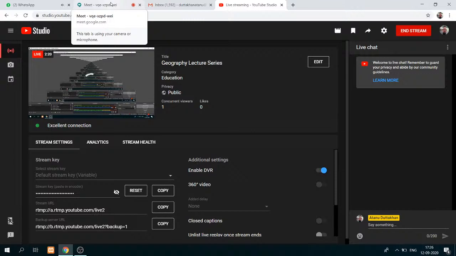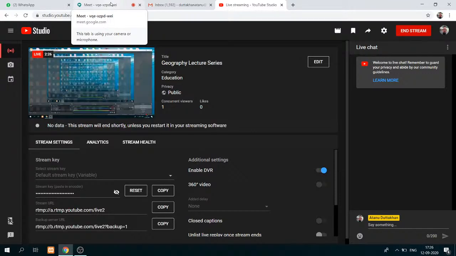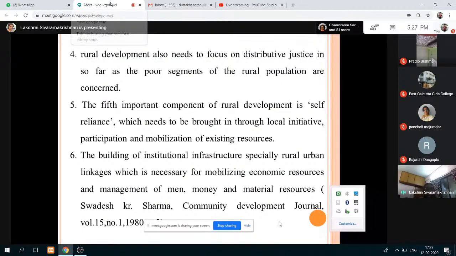Then, appropriate technology is needed to develop the rural areas. Rural development should also focus on distributive justice, because in the rural areas, during the British period, we had the zamindari system. So the rural areas also have very rich people. It's not that poverty is there in all rural areas. There is also disparity in the rural areas. So there must be some distributive justice.